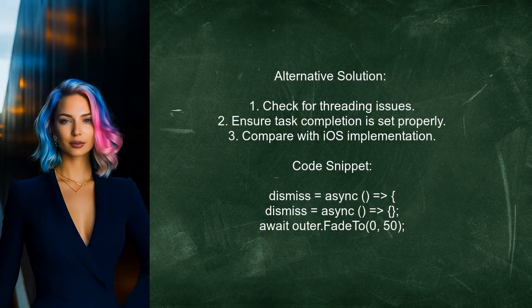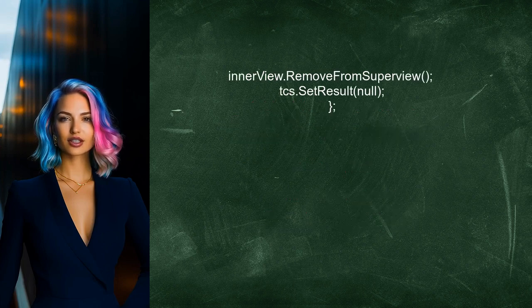This user suggests that the issue may stem from threading problems or not properly setting the task completion. They point out that in the iOS version, there's a line of code that sets the task completion result, which is missing in the Android version. They emphasize that without this, the main thread could be blocked, preventing the alerts from appearing as intended.